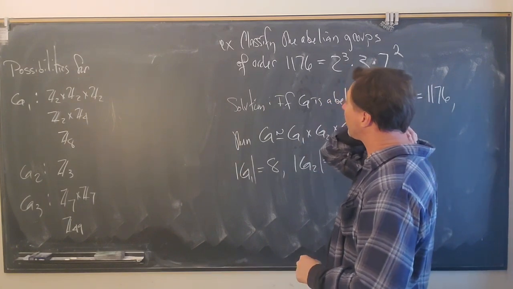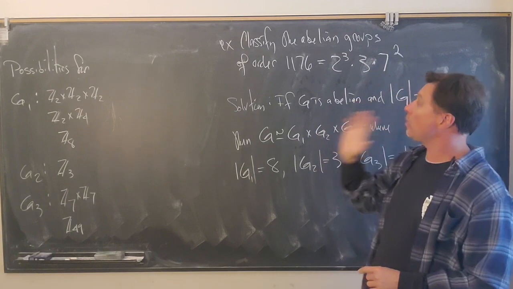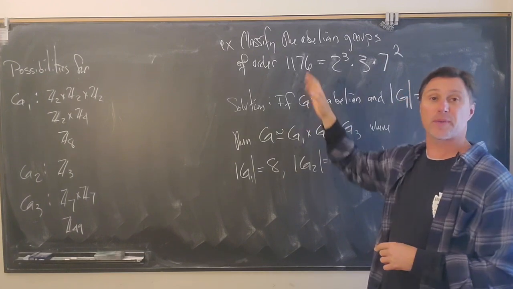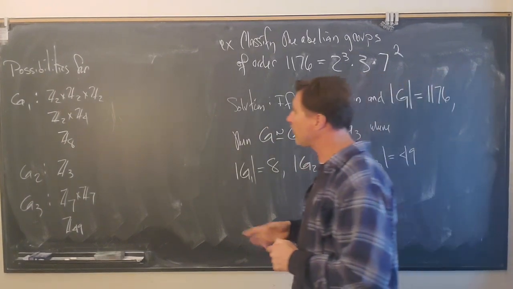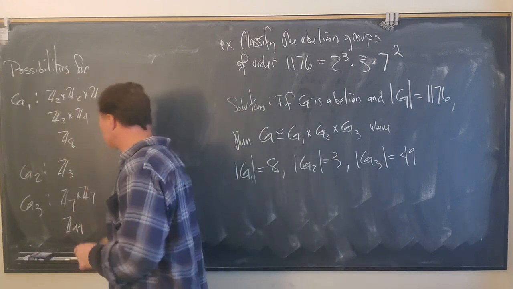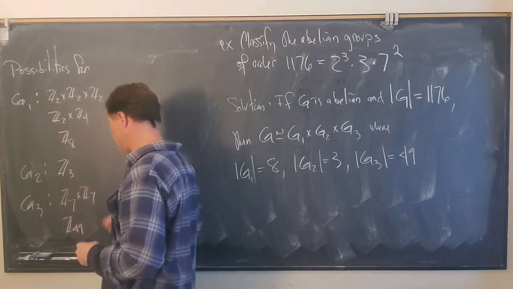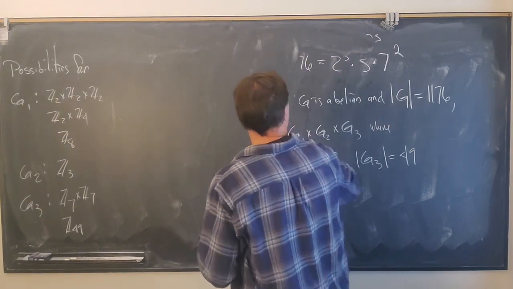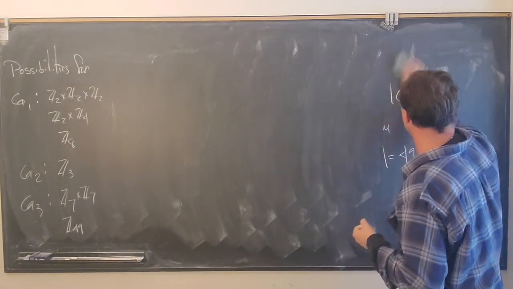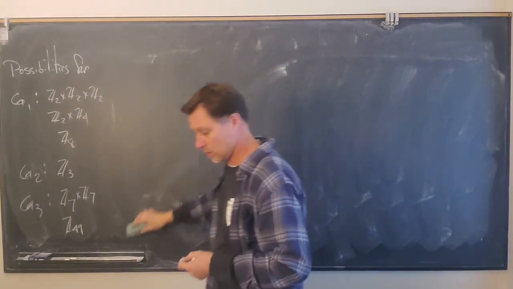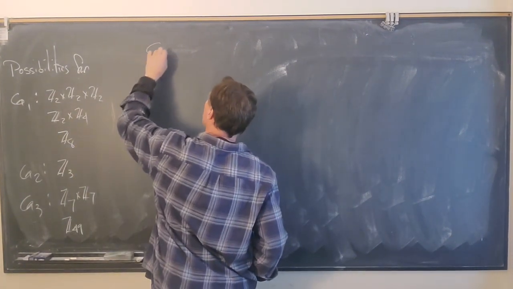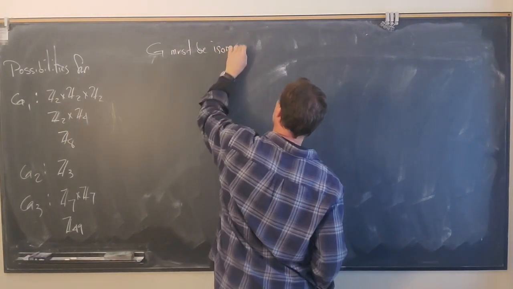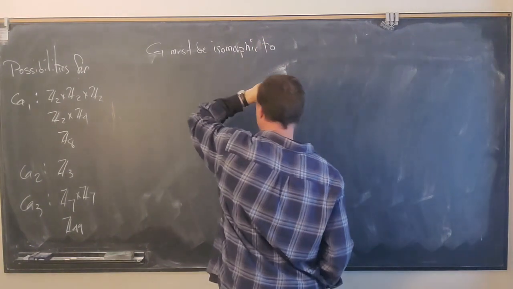So now, what we would like to do is write down a list of all possible abelian groups of order 1176, and that way we'll know that G must be isomorphic to one of the groups on that list. The way we do that is we start taking combinations of possibilities for G1, G2, and G3, and write down all the different combinations. That is our list. That's our classification of abelian groups of order 1176. So G must be isomorphic to one of the following.